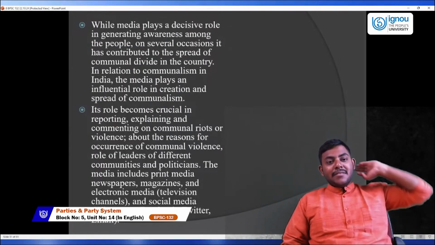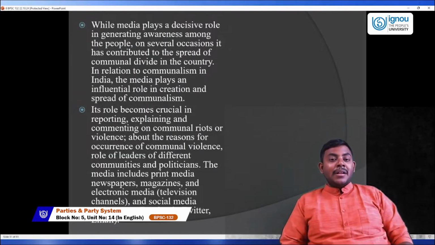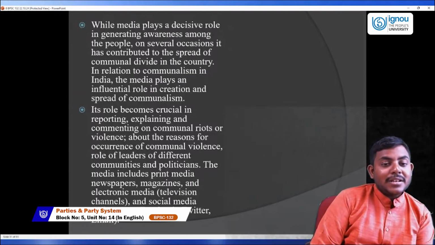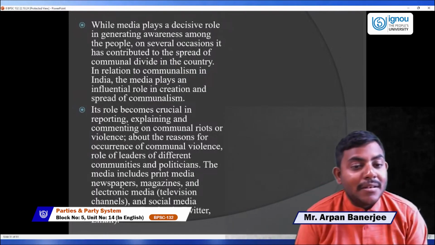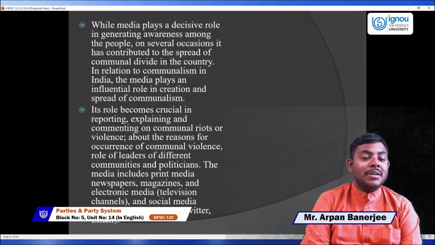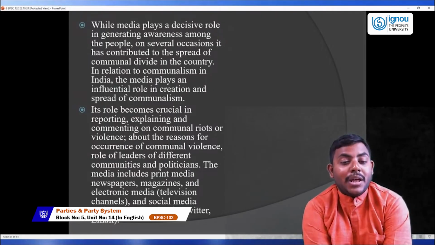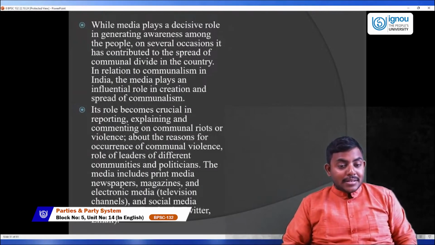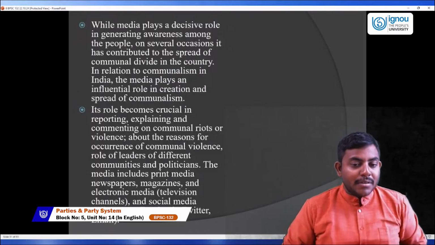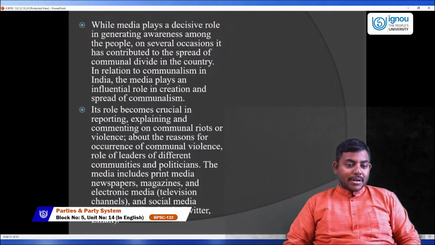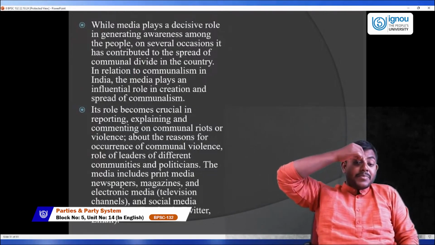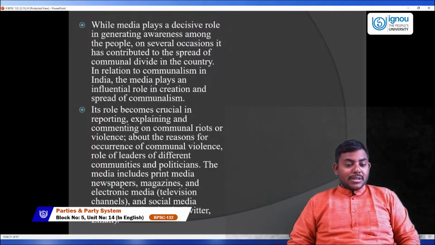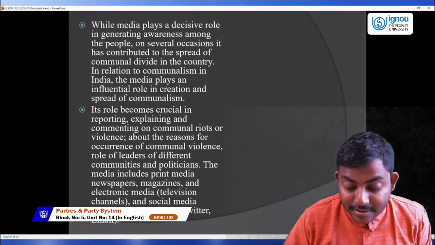While media plays a decisive role in generating awareness among the people, on several occasions it has contributed to the spread of communal divide in the country. In relation to communalism in India, the media plays an influential role in creation and spread of communalism. Its role becomes crucial in reporting, explaining and commenting on communal riots or violence, about the reasons for occurrence of communal violence, the role of leaders of different communities and politicians. The media includes print media, newspapers, magazines and electronic media, television channels and social media, WhatsApp, Facebook, Twitter, email, etc.